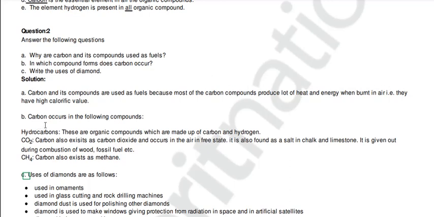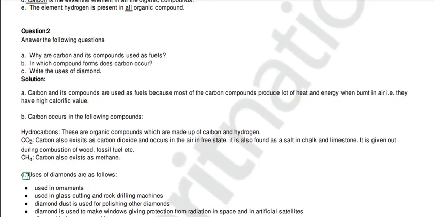B. Carbon occurs in the following compounds. Hydrocarbons: these are organic compounds which are made up of carbon and hydrogen. CO2: carbon also exists as carbon dioxide and occurs in the air in free state. It is also found as a salt in chalk and limestone. It is given out during combustion of wood, fossil fuel, etc. CH4: carbon also exists as methane.